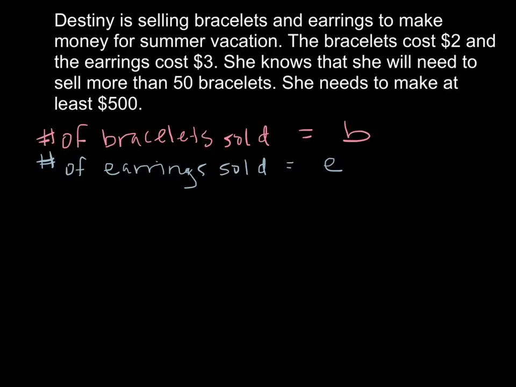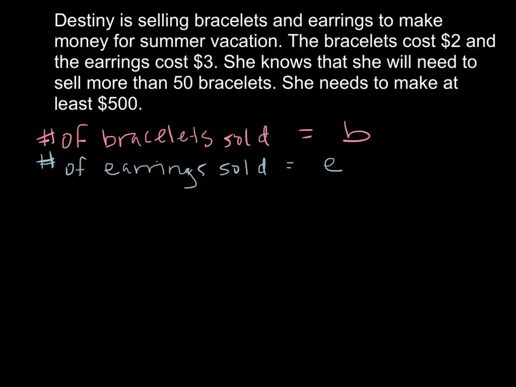Okay, so now that that's done, our second step is to identify the two different relationships or issues that are happening. So since we have two variables, we know that there are going to be two equations or inequalities that we are going to have. So we can look into the problem, and it says that the bracelets cost $2 each and the earrings cost $3 each, and she needs to make at least $500, right? So that's talking about money. So we can put that together and write an equation or inequality.